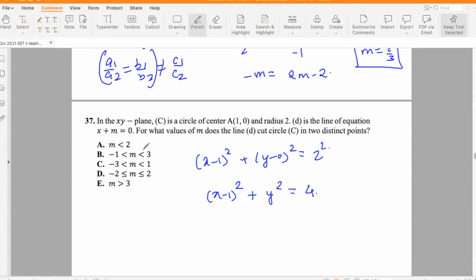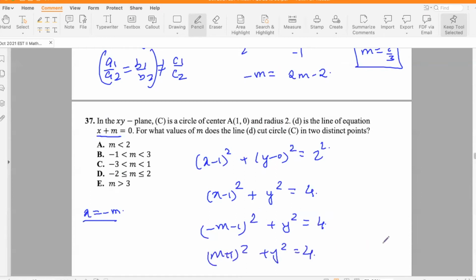Now for this circle to cut the line x equal to negative m in two distinct points, let me put x equal to negative m here. So (negative m minus 1) whole squared plus y squared is 4. So this becomes (m plus 1) squared plus y squared is 4. So this becomes y squared plus (m plus 1) squared minus 4 is 0.